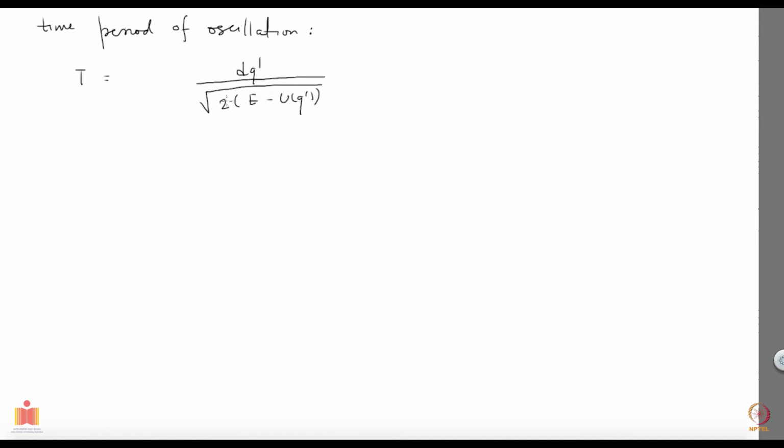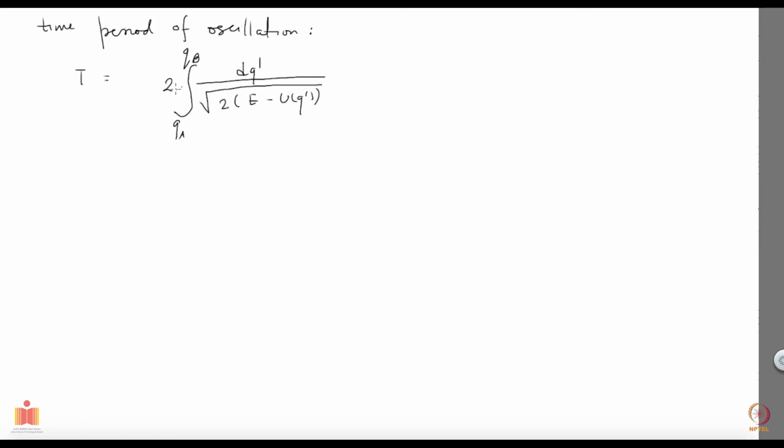So time period of oscillation, which is just the time it takes from going from A to B and back. Okay, that will be T. This will be dq prime over, this is what I wrote earlier, square root of 2 times (E minus U of q prime). Okay, and then you have to integrate from QA to QB, and it will be twice of it because it takes the same amount of time.